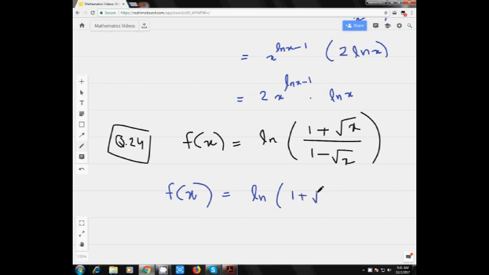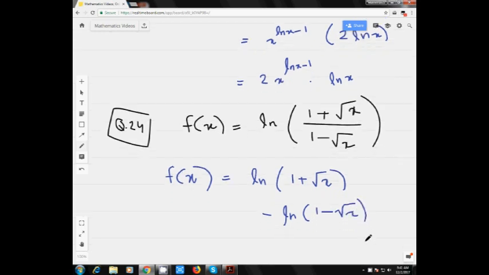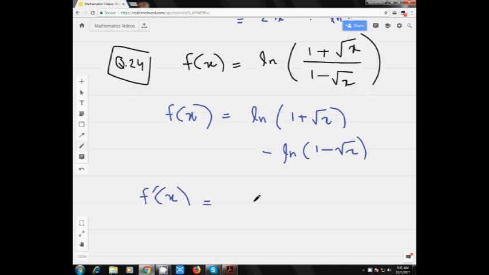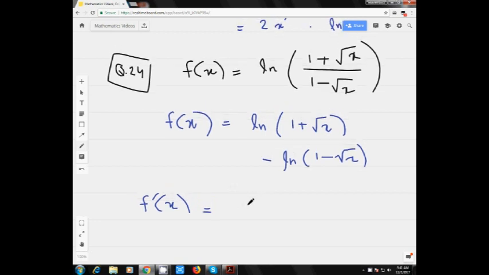Division is converted into subtraction, and the natural log has to be distributed over the numerator and denominator, giving ln of 1 plus square root x minus ln of 1 minus square root x. Now this function has been simplified, and you can take the derivative of this function. To take the derivative, you have to simply apply the rule of the derivatives of the natural logarithms.